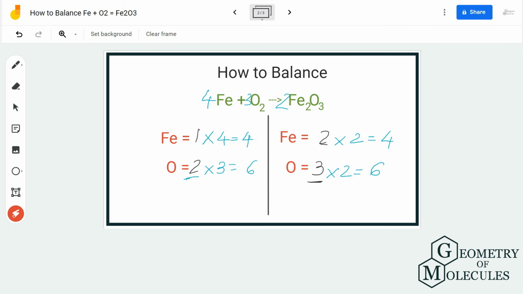Remember, every time you come across an equation in which there is an element that has an odd number of atoms, try to even it out by multiplying it with coefficients, and it will make it easier for you to balance the equation. And always remember to count the number of atoms on both sides. I hope this video helps you understand how to balance equations quickly.